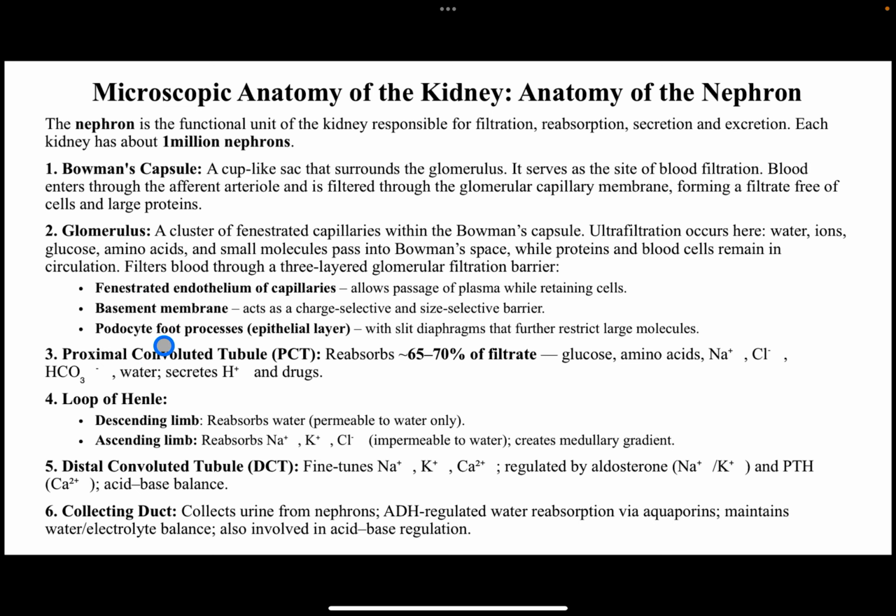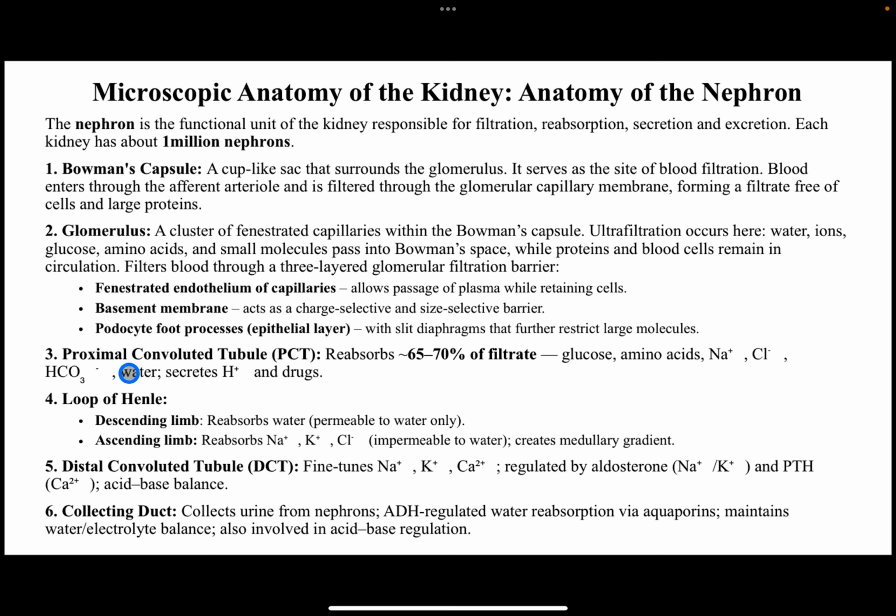But one important thing you have to remember is that this glomerulus is what we also refer to as the glomerular filtration membrane. This is what forms the glomerular filtration membrane. And I'm saying that it's in 3 layers. We have the endothelium of the capillaries, the glomerular basement membrane, and then the podocyte foot processes. Okay, we will come to that and look at that in detail later on.